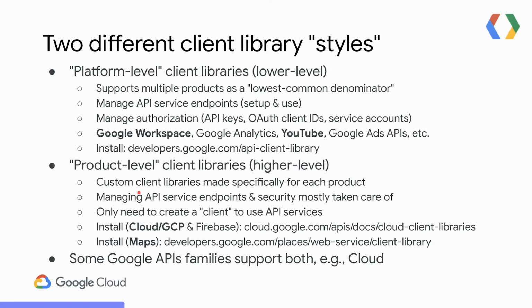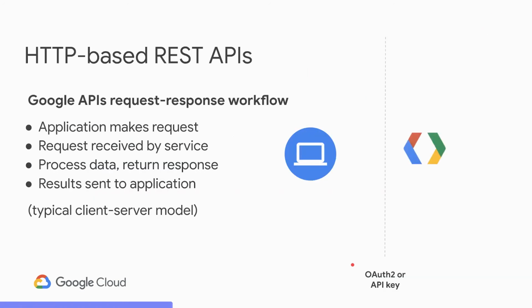So we generally suggest that you use both, but today we're going to do the lower level one because we're going to use Workspace APIs as well as GCP APIs. All right, and then some API families support both, just like Cloud. All right, awesome. So a little bit about how our APIs work.